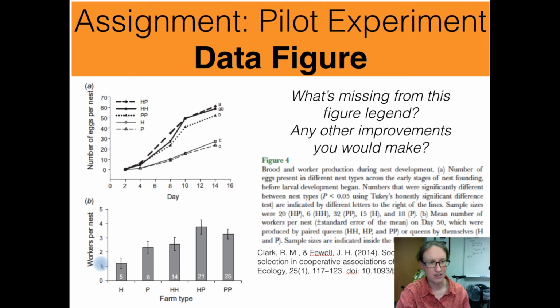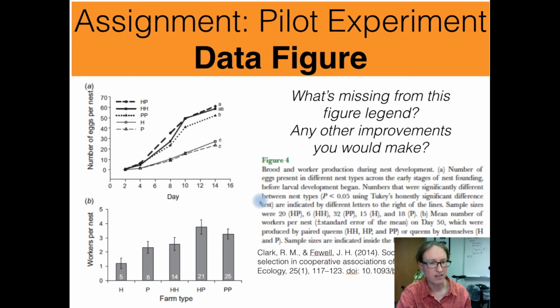So with this particular figure from one of my papers, if we look through this figure caption, this is figure 4. So this figure shows brood and worker production during nest development. And in panel A, the upper panel here, I've illustrated the number of eggs that are present in different nest types across the early stages of nest founding before larval development started. And this is in small colonies with ant queens.